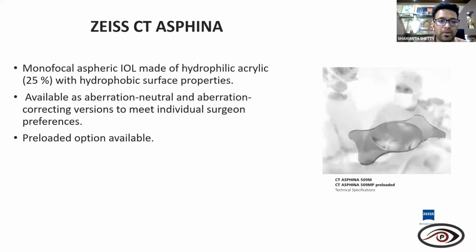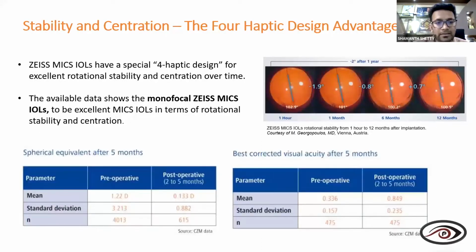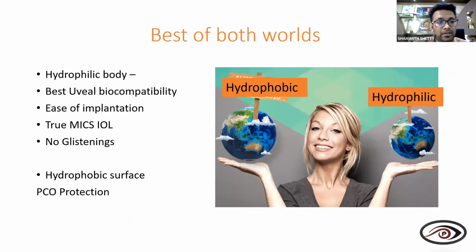Coming to their more premium model, that is the CT Asphina 509. This is made up of a hydrophilic body with a hydrophobic surface. It has an aberration-neutral or aberration-correcting version, depending on your surgeon's choice. Basically, it's a 4-haptic lens, so it is an excellent IOL when we talk about any rotational problems or centration, which are not seen in this kind of premium IOL.